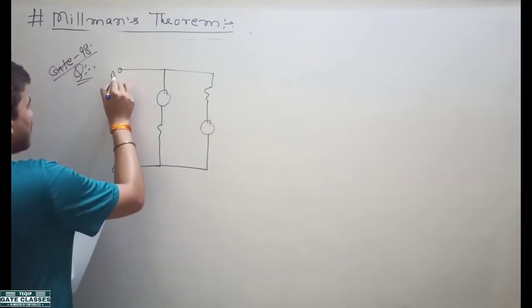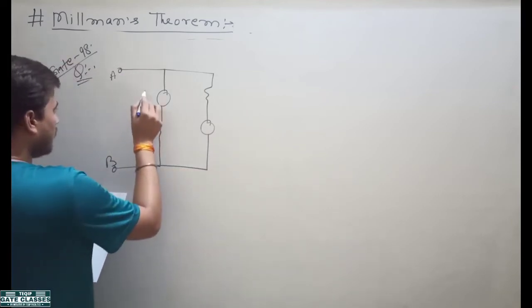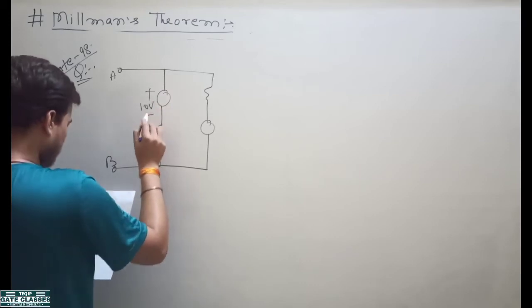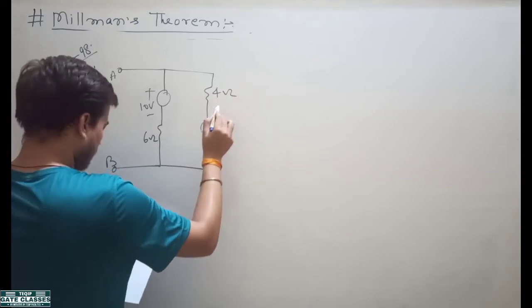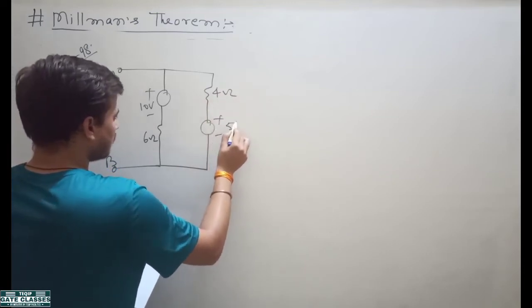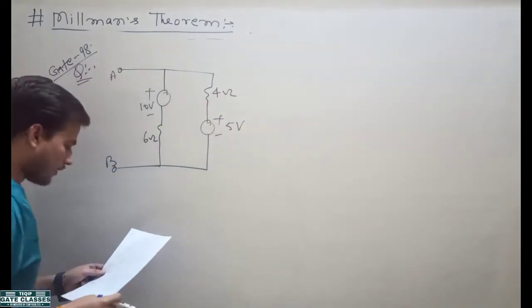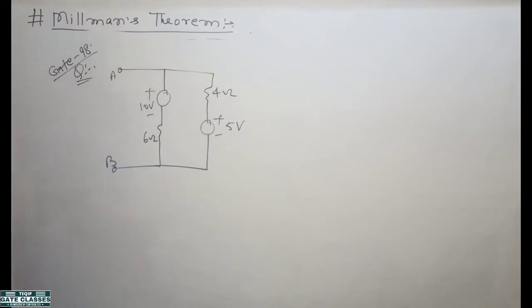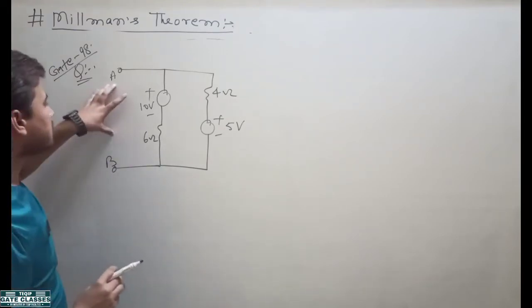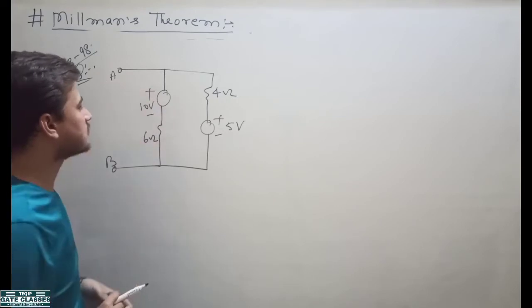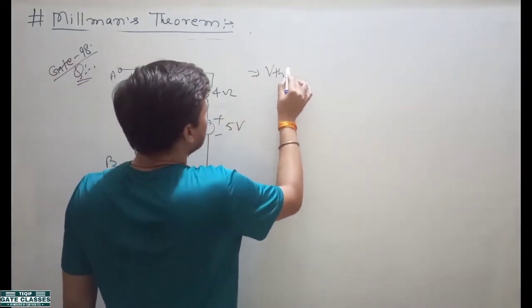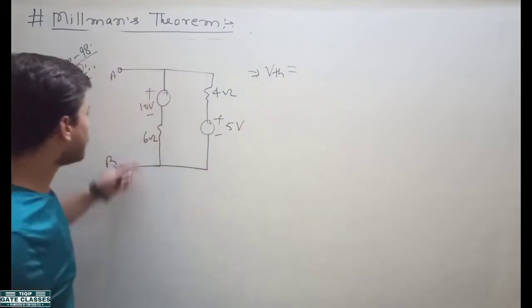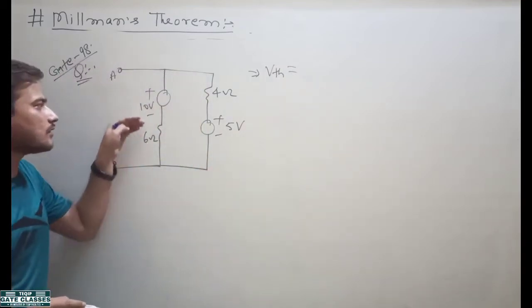Circuit is given like this. It is plus minus 10 volt, 6 ohm, 4 ohm, and this is plus minus 5 volt. You have to find here the Thevenin's voltage and Thevenin's resistance. So how will you find Thevenin's voltage? VTh or VAB. It will be equal to, again you have to apply Millman's theorem.